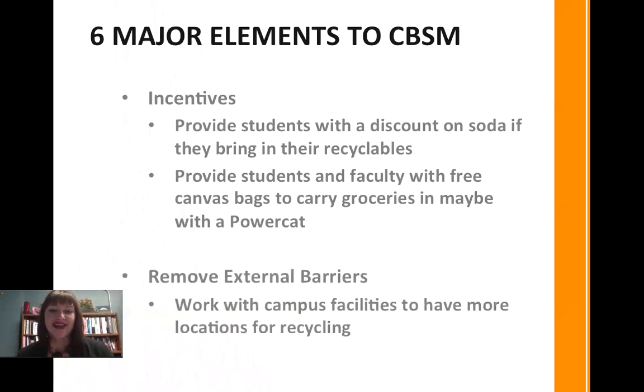The next and final step is really to remove external barriers. Sometimes people want to do things. They really do. They want to be a part of the community. They want to be a part of the norm, and maybe the incentives are in place, but perhaps there are just some external barriers to them participating. So, perhaps with our recycling example, maybe there just aren't enough locations for recycling. So maybe we need to add more locations where that's a possibility.